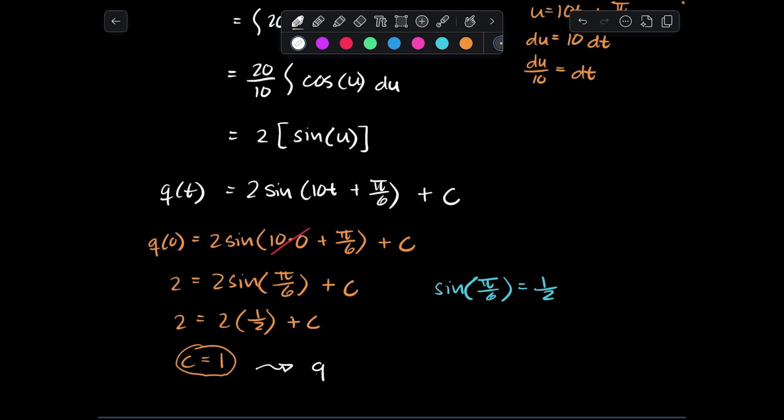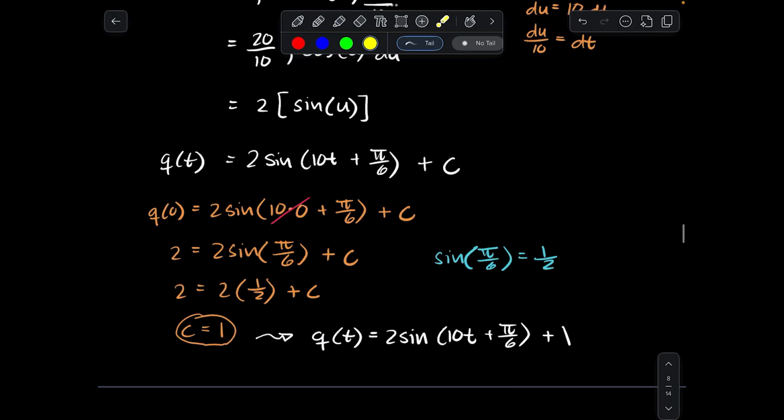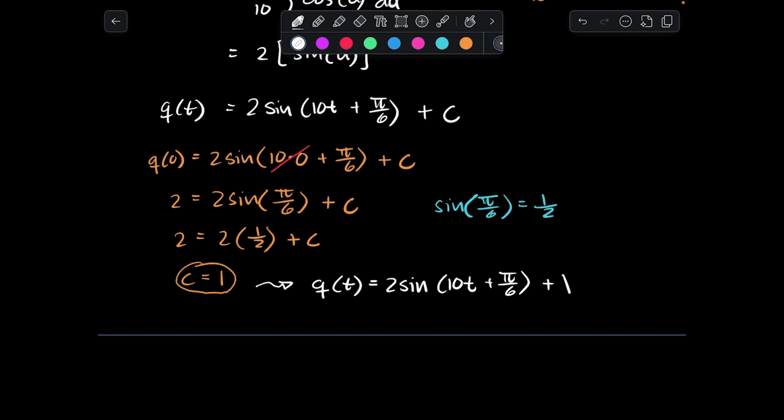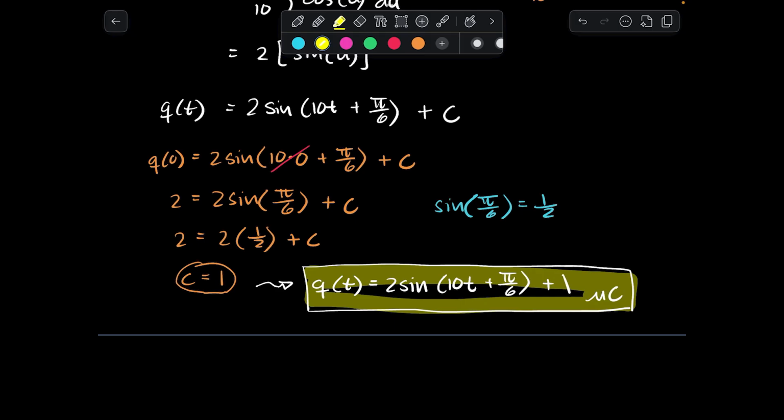And so we get our final answer. Q of t is equivalent to 2 times sine of 10t plus pi over 6 plus 1. And of course, we have our unit here, since we're using microamps and microcoulombs. We'll have our unit as microcoulombs. And here's our final answer.